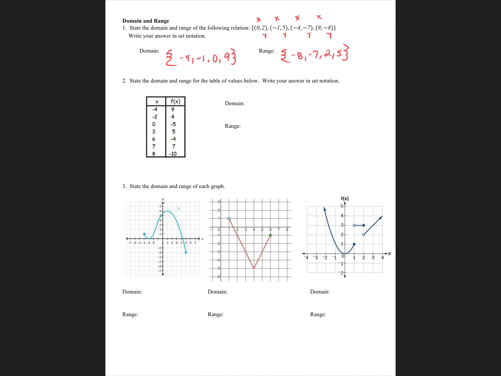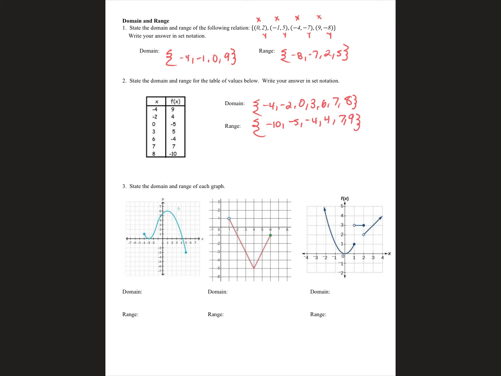Number 2, we're given a table. Let's state our domain. We have -4, -2, 0, 3, 6, 7, 8. And then for our range, we have in numerical order -10, -5, -4, 4, 7, and 9.